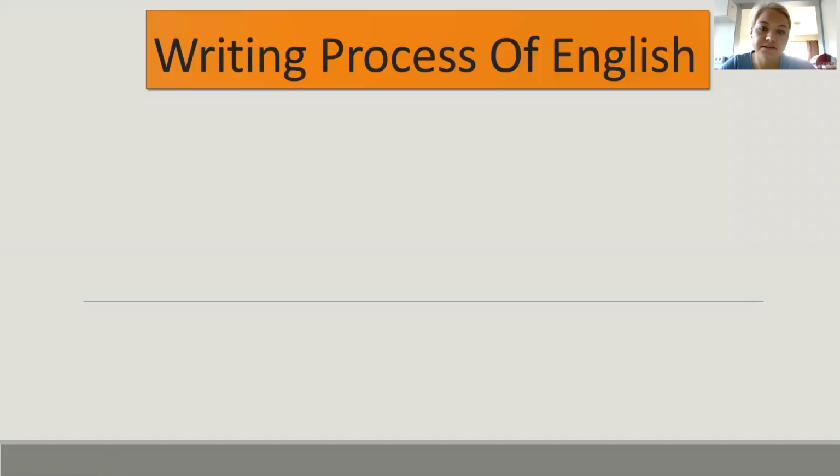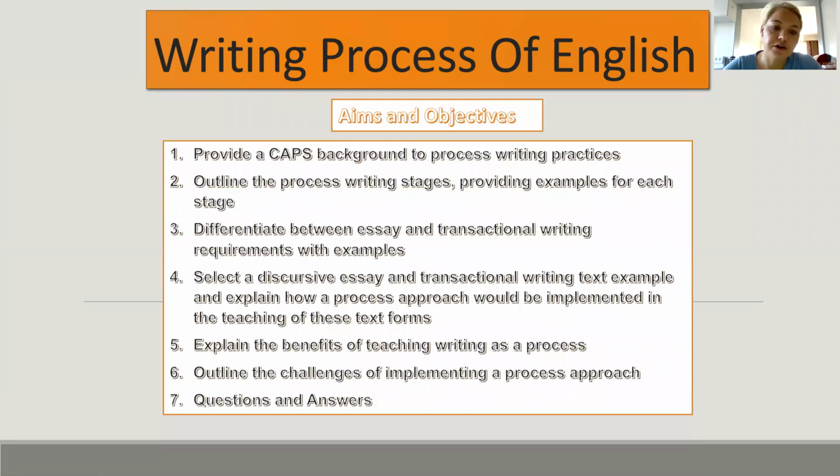We will talk about the writing process of English. First, we will look at the aims and objectives. We will look at the CAPS background of the writing process and practices. We will outline the process writing stages with examples. We will look at the different essays and transactional writing requirements. We will look at a discursive essay and transactional writing and how the process can be implemented. And then we will look at the benefits and the challenges of the writing process. And then we will also look at questions. So if you have any questions, I will be more than glad to answer them.